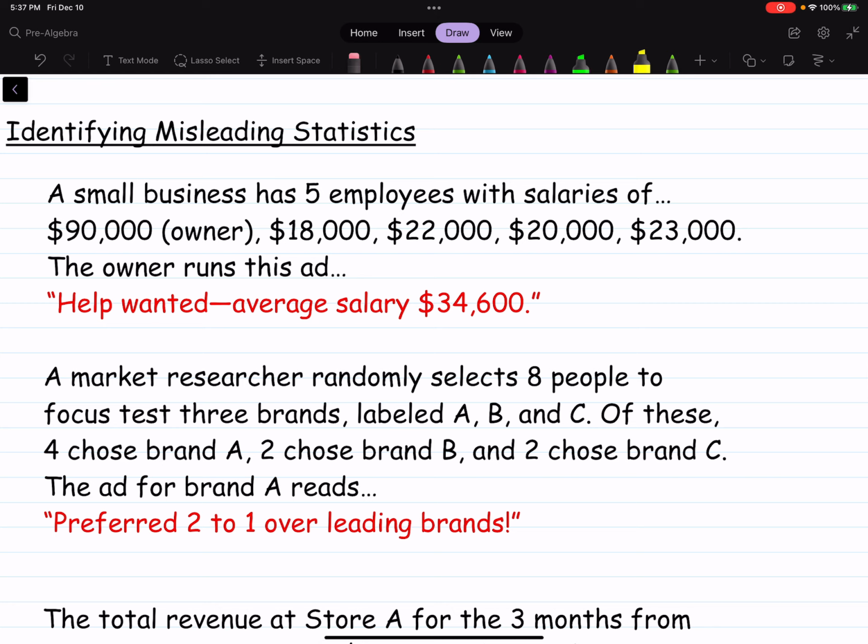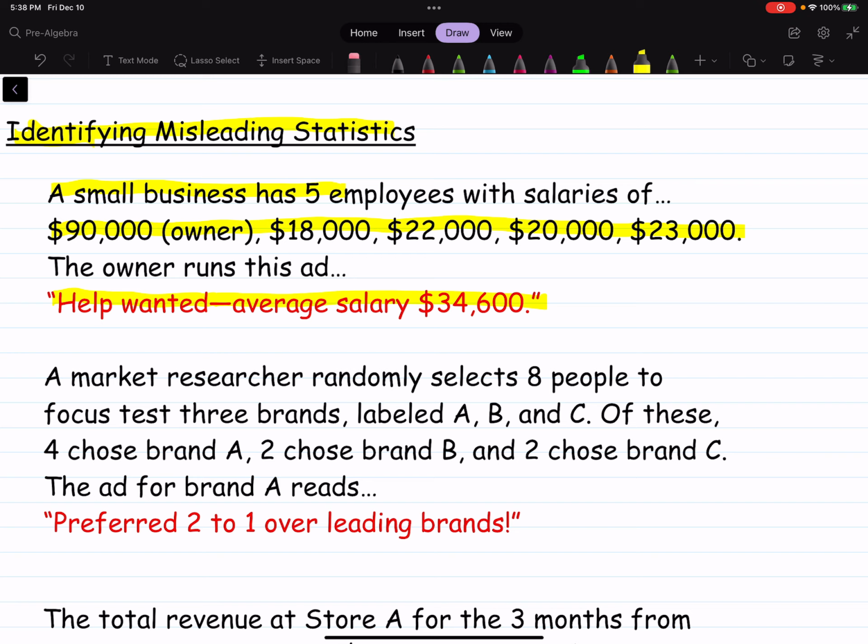How about just misleading statistics? Let's not look at how it's displayed, but what somebody says. Let's take a look at some examples. We have a small business that has 5 employees. Here's the salary list of those employees. Okay, and the owner runs an ad: help wanted, average salary is $34,600.